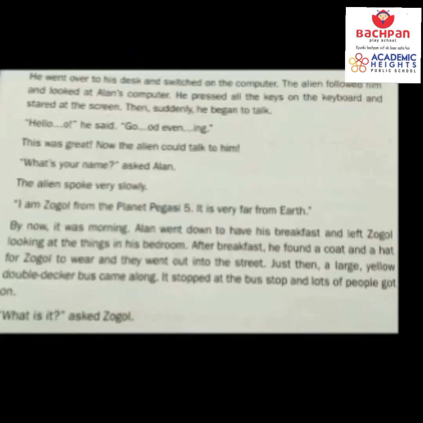He went over to his desk and switched on the computer. The alien followed him too. He pressed all the keys on the keyboard and stared at the screen. Then suddenly he began to talk. Now, बच्चे, he switched on the computer and the alien also followed him. And then he pressed all the keys on the keyboard and started staring at the screen. And suddenly the alien began to talk. "Hello," he said. "Good evening." This was great. Now the alien could talk to him. अब alien उससे बात कर सकता था.